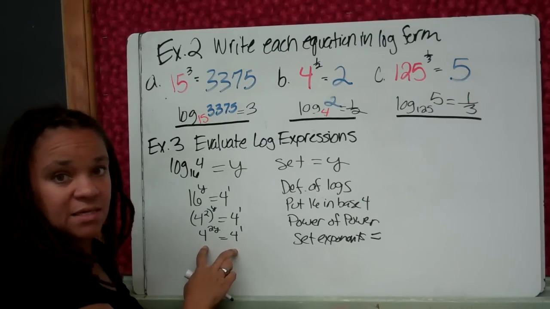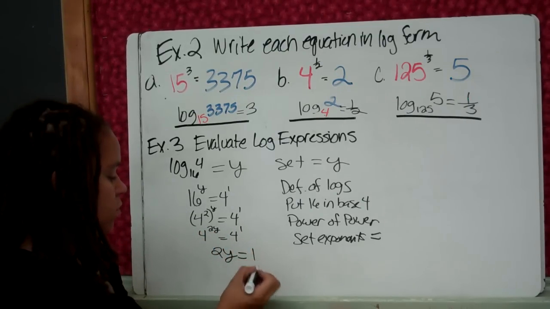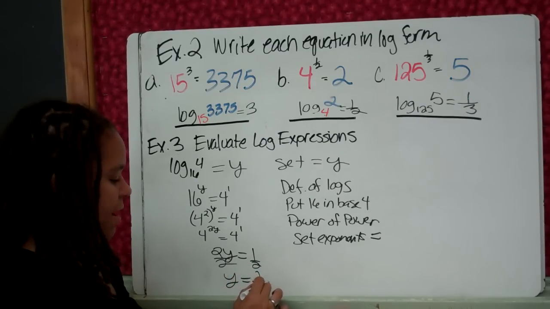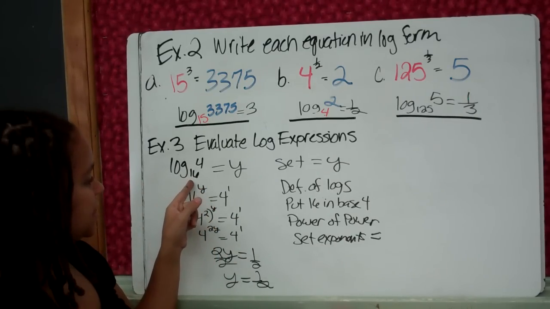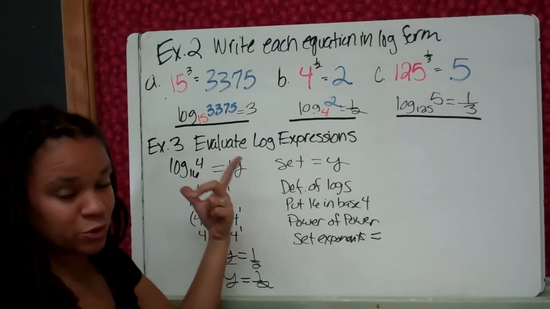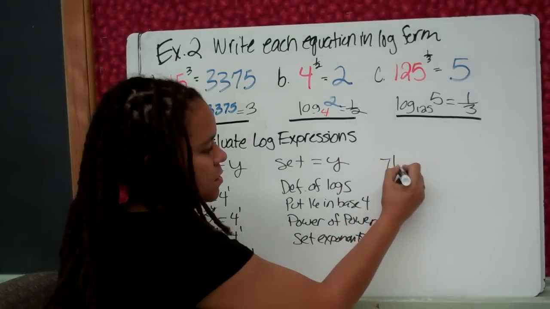So if you have the same base, you can set the exponents equal to each other. So 2y is going to be equal to 1. Divide by 2, y is equal to 1/2. So this evaluated means 16 raised to the half, which would mean the square root, is 4. And that is indeed correct.